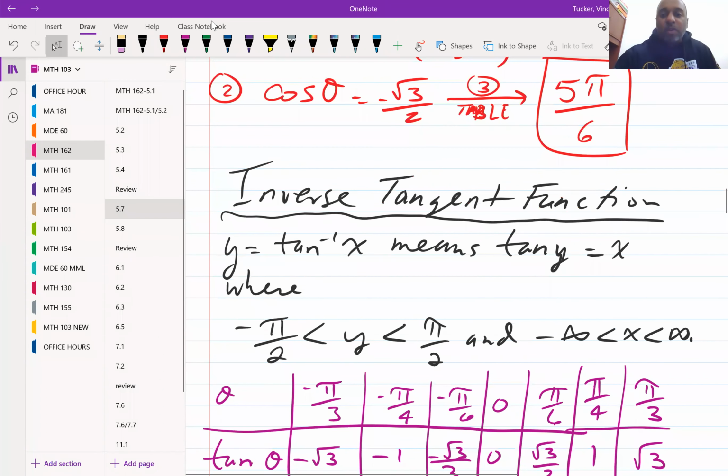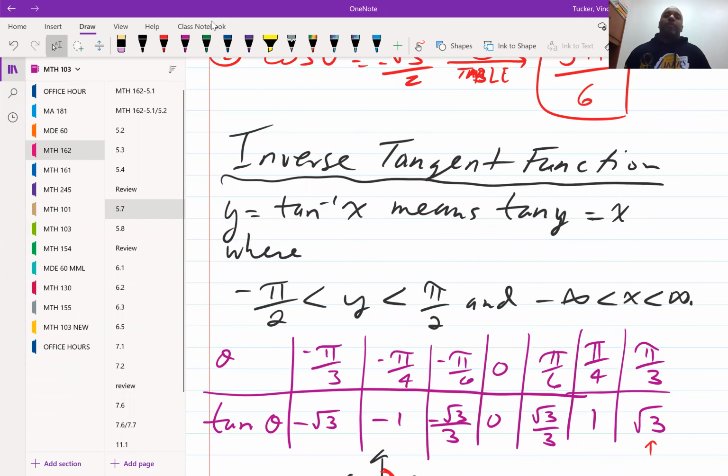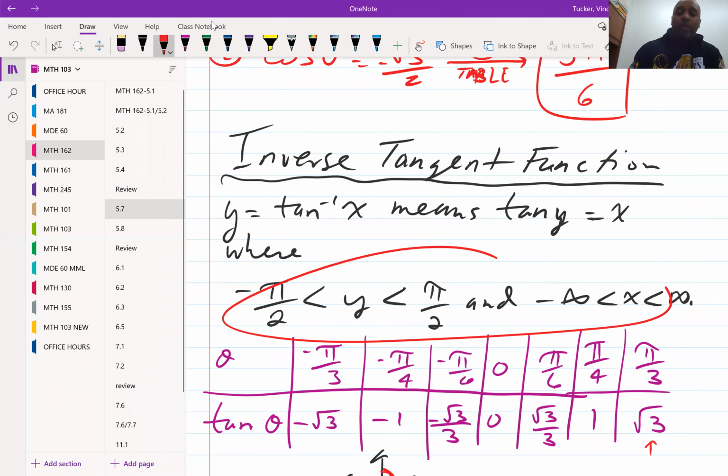I think this is our last. Oh yeah, we got to do the outside ones. Okay, so let's look at tangent, inverse tangent functions. Same type of flow. As we have our domain and range set up. And we have our chart right there.